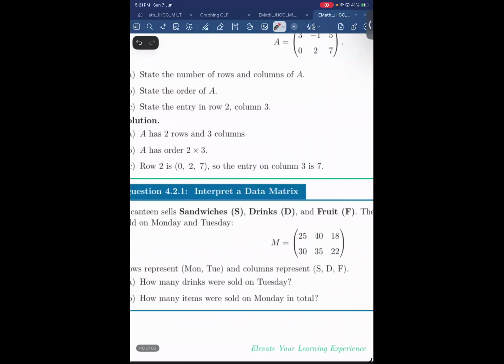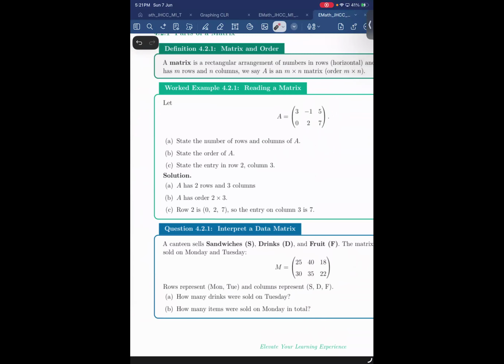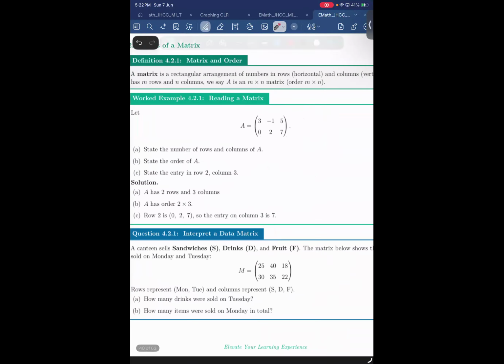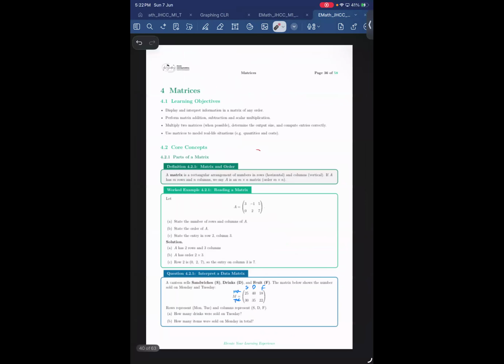This one also, I won't really bother going through. The rows here represent the day, so Monday, Tuesday, and the columns represent sandwiches, drinks, and fruits. So how many drinks were sold on Tuesday? Essentially you want to find that. Tuesday is here, then drinks is here, so this one is 35. So 35 drinks were sold on Tuesday. B, how many items were sold on Monday in total? Monday in total means 25 plus 40 plus 18. That's going to be 83.